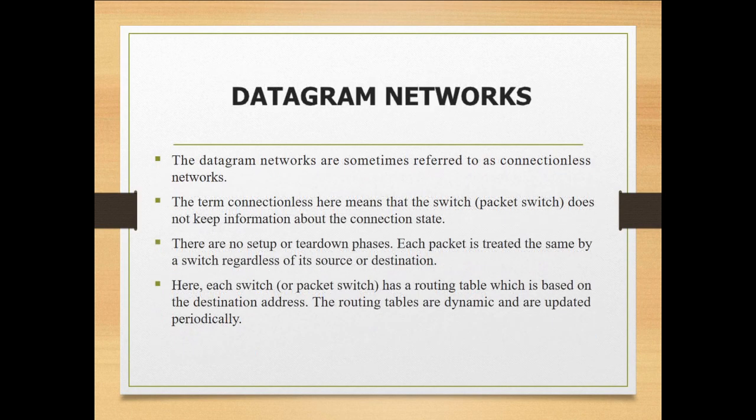The datagram networks are sometimes referred to as connectionless networks. We are not having a dedicated path between the sender and the receiver as in the case of circuit switched networks. The term connectionless here means that the switch does not keep any information about the connection state. There is no setup or teardown phase. Each packet is treated the same by a switch regardless of its source or destination. Here each switch has a routing table which is based on the destination address. The routing tables are dynamic and are updated periodically.